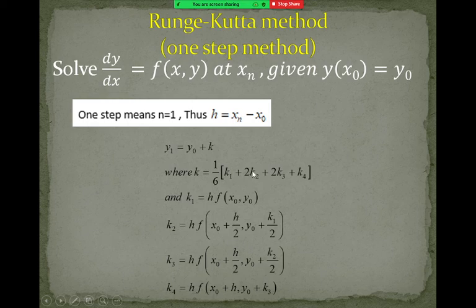There are a few weightages given, with k2 and k3 getting double weightage, and that is based on the method. We will not go into the derivation of the formula. So the formula is k1 plus 2k2 plus 2k3 plus k4, divided by 6. So k1 is calculated with this formula. K1 is h times f of x0, y0. K2 is h times f of x0 plus h by 2, y0 plus k1 by 2.